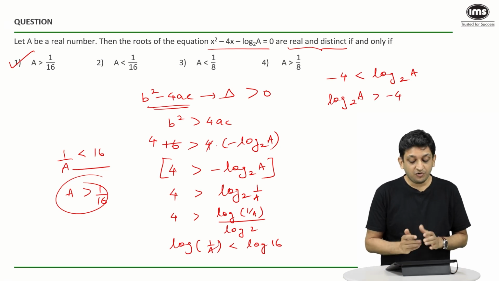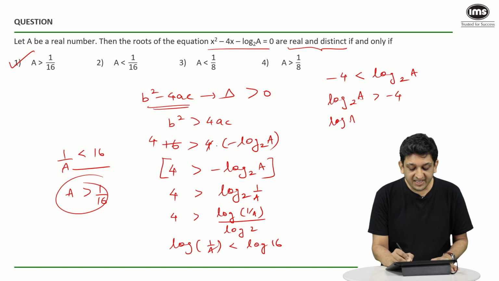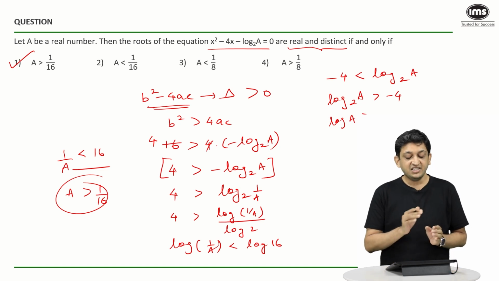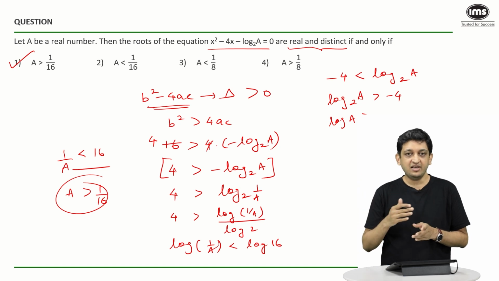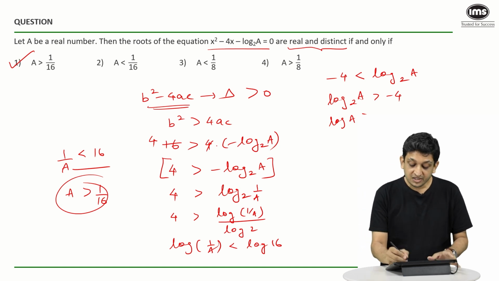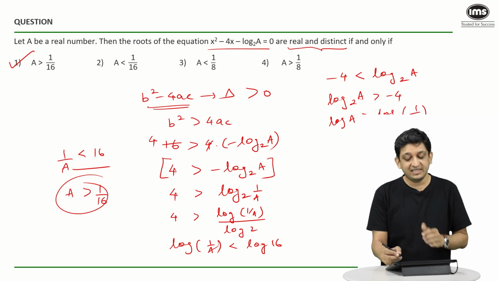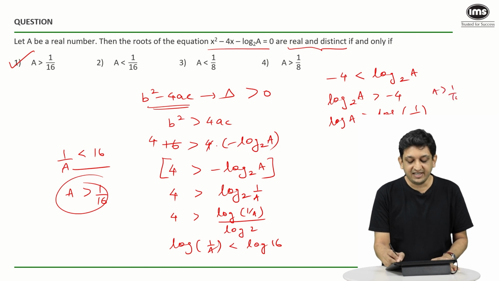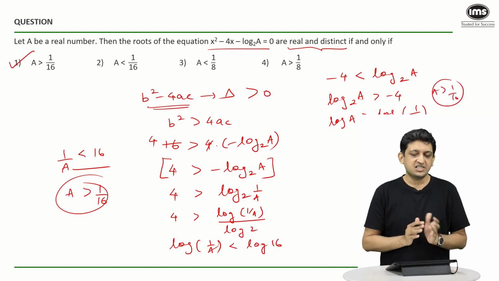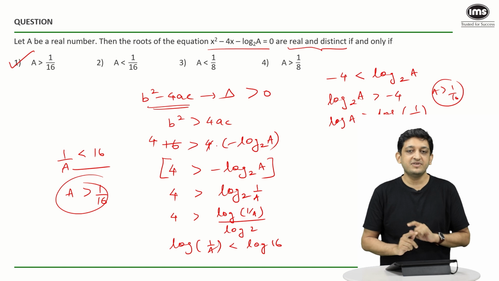If I use the property of logs, I will say that log of a will be greater than minus 4 log 2 or log of 2 raised to minus 4, meaning log of 1 by 2 raised to 4. So log of a will be greater than log of 1 by 2 raised to 4 or 1 by 16, which would have again given me the same answer, which is a is greater than 1 by 16. So my answer would have remained the same, but you have to understand if you multiply two terms by a negative number, then the inequality will switch signs.